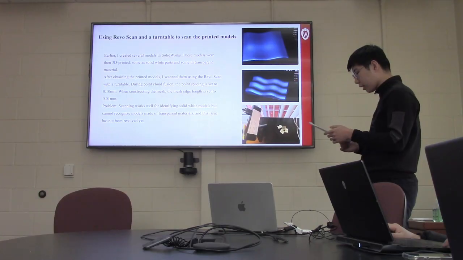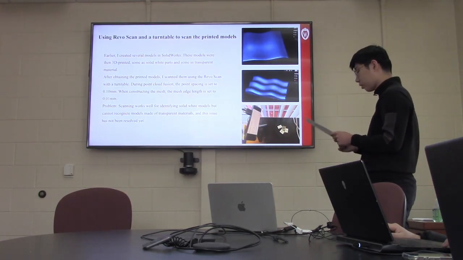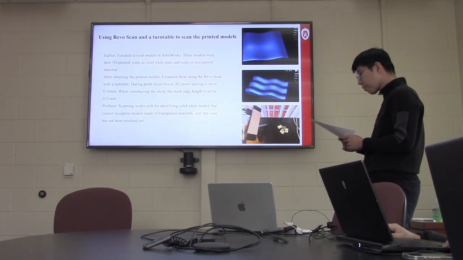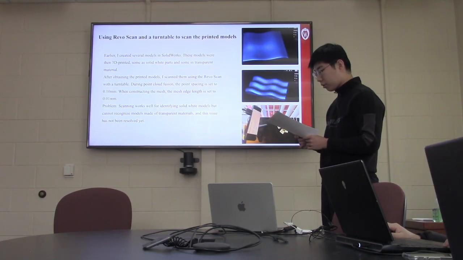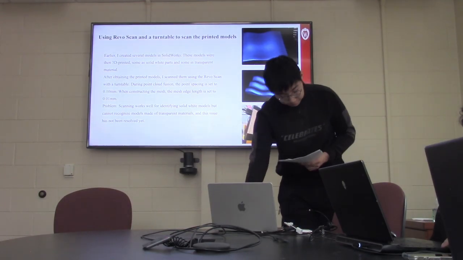This is a known challenge in 3D scanning. The transparent models gave low performance, so there are still unsolved problems.